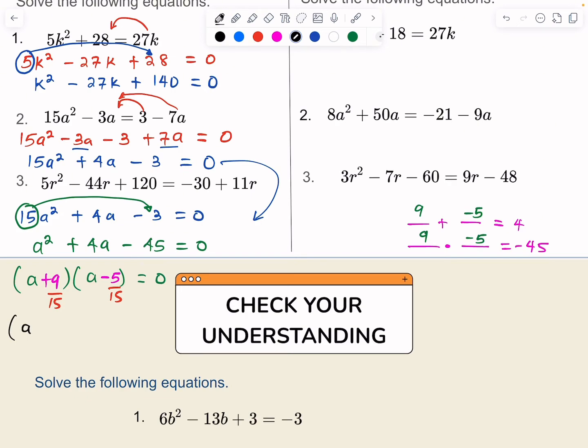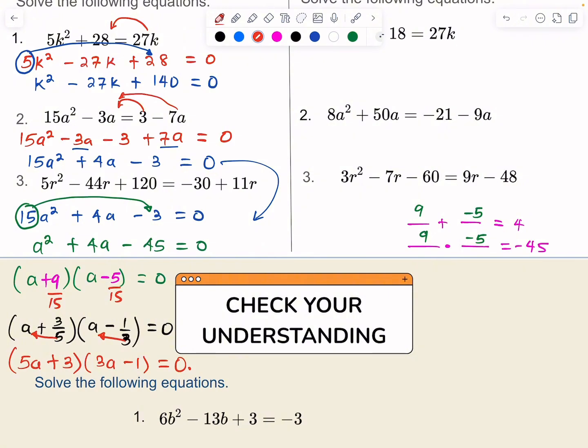So now what is 9 divided by 15 in the lowest form? This one is going to give me 3 divided by 5. And then 5 divided by 15 in the lowest terms is going to be 1 divided by 3. And then what next thing do I have to do? Now that they are simplified, I have to slide. So I have to slide this one, and then slide that one. If you slide, what do you notice? You notice this one is going to be 5a plus 3, and then 3a minus 1 is equal to 0. And then what is the next thing I have to do?